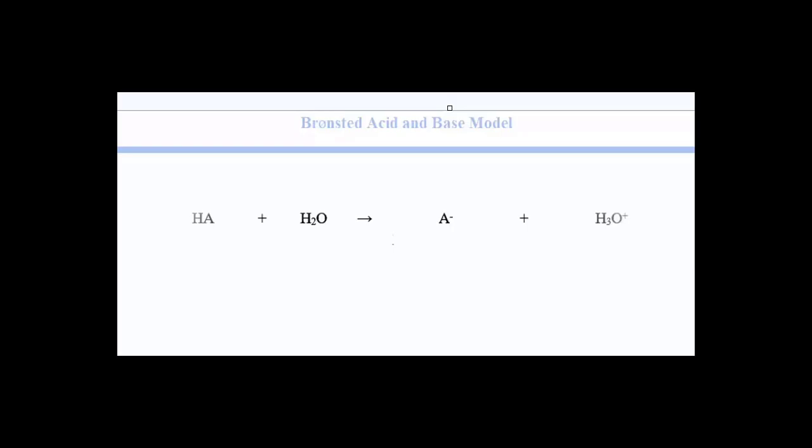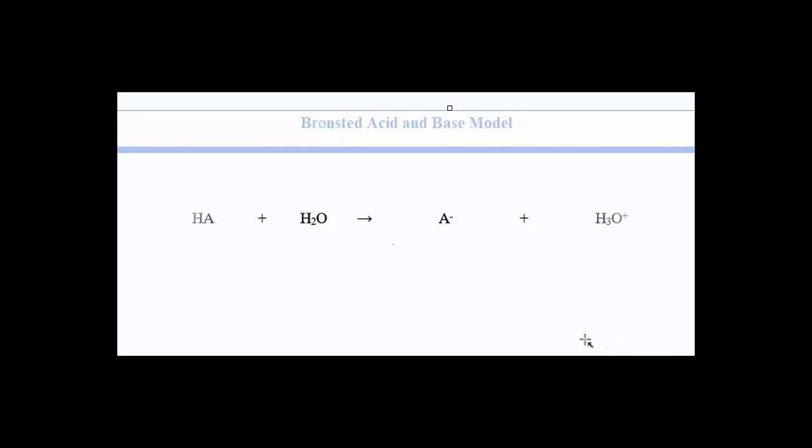The Bronsted acid-base model. Let's look at this reaction. We have HA, some H2O water, the A- and H3O+. This looks like an acid-base reaction because we're seeing some protons being moved around. There is an H that's missing, and there is an extra H here. So this really looks like an ideal acid-base problem.